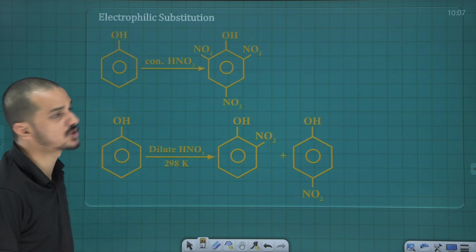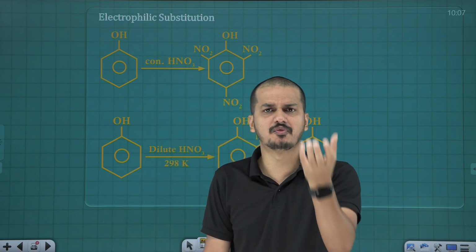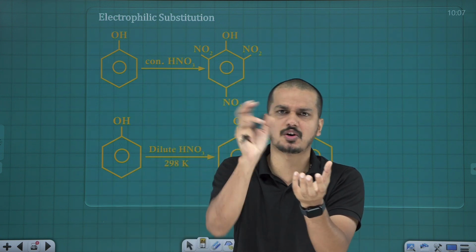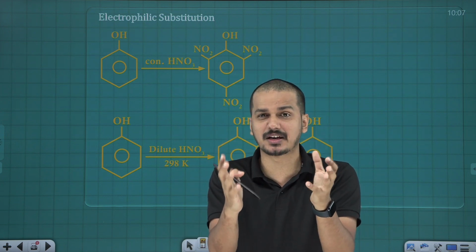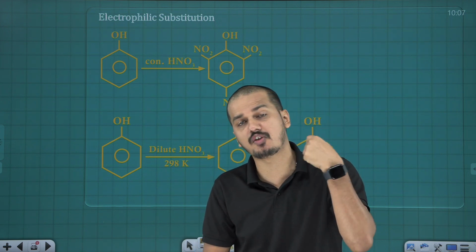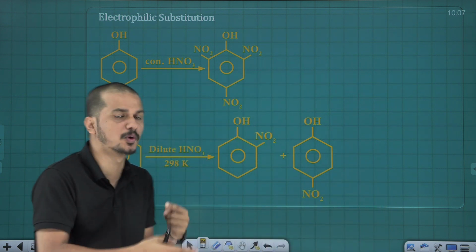Okay, next one, again, electrophilic substitution reaction. Phenol, you know the phenol. In phenol, you know that the OH group is an electron donating group. Because of plus resonance, that phenolic benzene becomes more electron rich. So an electrophile can easily come and attack that one. So electrophilic substitution is easily possible in phenol.